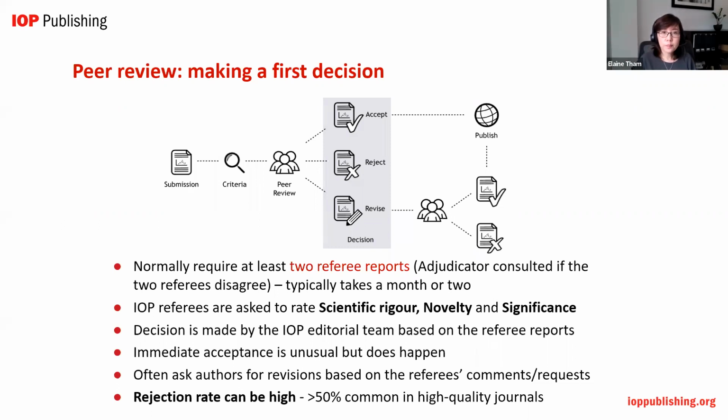Referees will be asked to rate each manuscript on scientific rigor, novelty, and significance. It's unusual for us to have an immediate accept decision, although it does happen from time to time. But more commonly, authors are asked for minor or major revisions based on referee comments on the work. But rejection rates can be high, and usually over 50% in high quality journals.